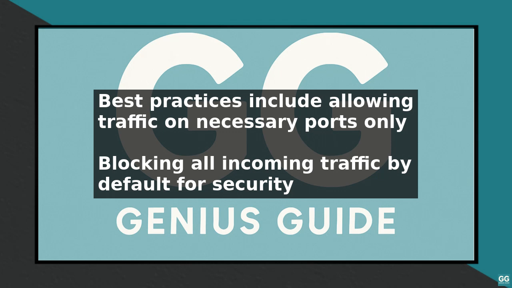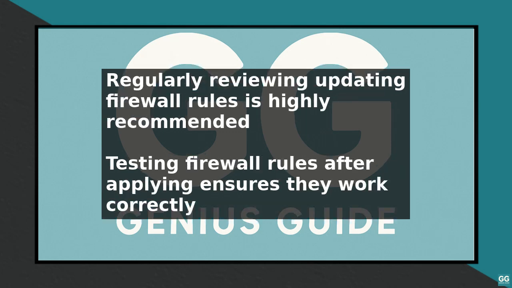Best practices for using a DigitalOcean Droplet Firewall include only allowing traffic on necessary ports, blocking all incoming traffic by default, and regularly reviewing and updating your firewall rules to ensure they remain effective. It's also a good idea to test your firewall rules after applying them to ensure they're working as expected.